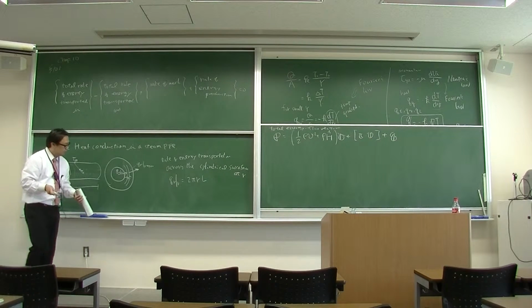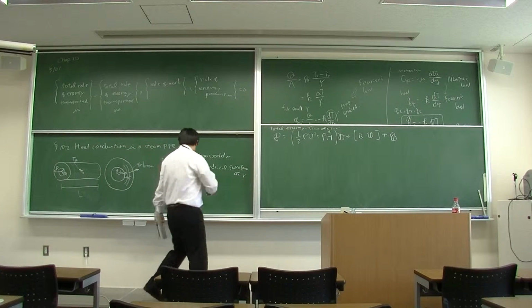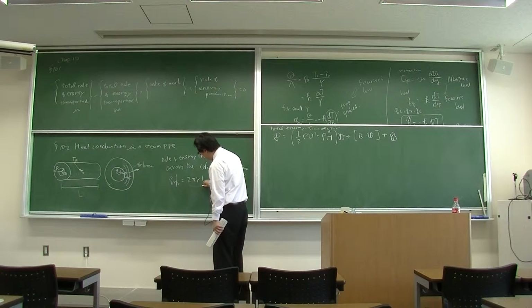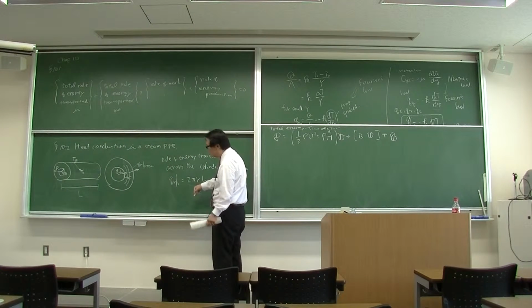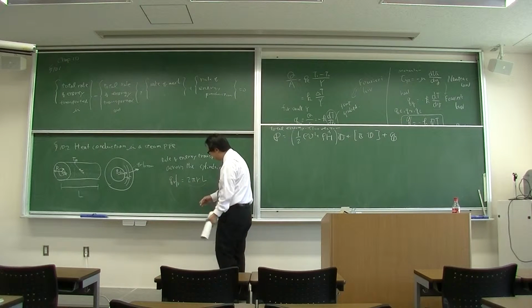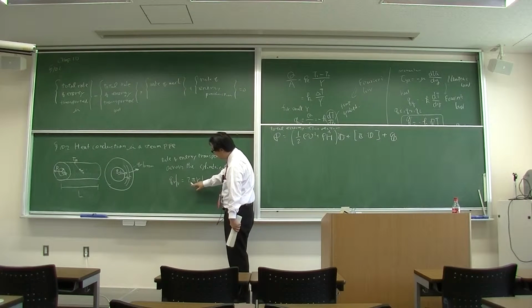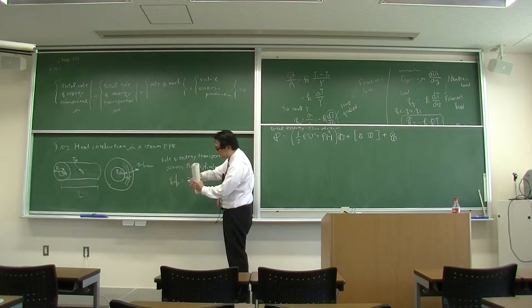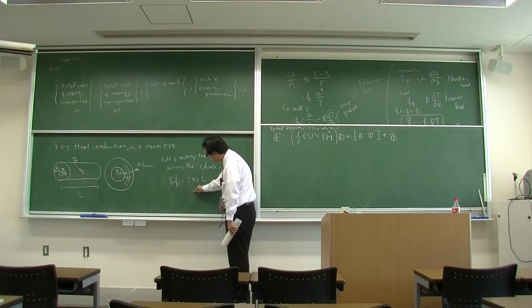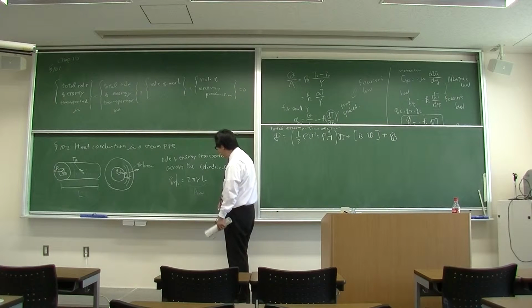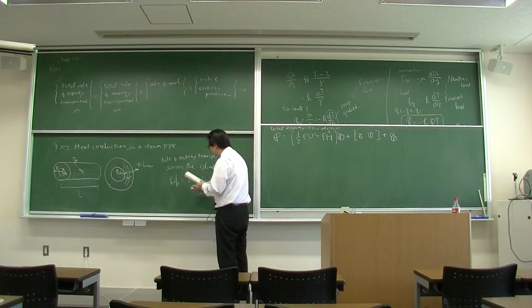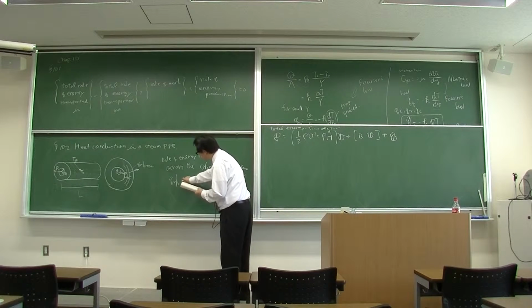So we have to think about the surface heat conduction area. 2 pi r is the circumference of the circle, the cross section, and this is the area. This is the area. Okay. And this is a product. Sorry.